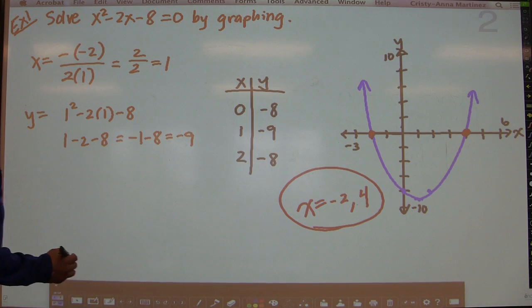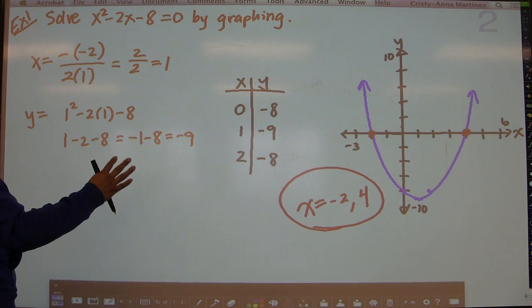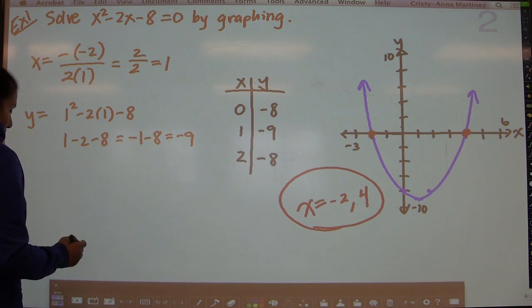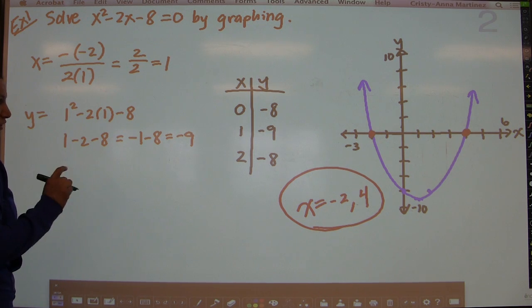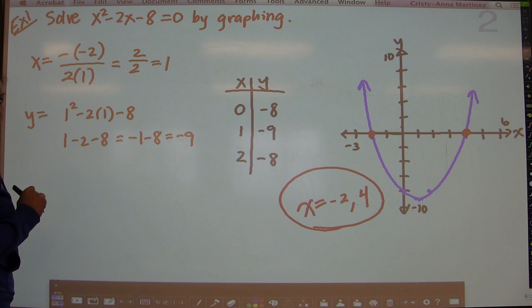That's how you solve by graphing. You basically graph the parabola, and then find the places where it crosses the x-axis. And don't forget to always check your answer, because if you draw the graph incorrectly, it won't cross in the right spot.